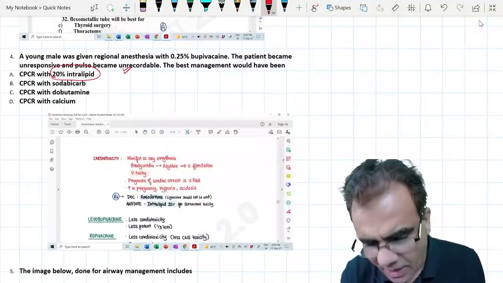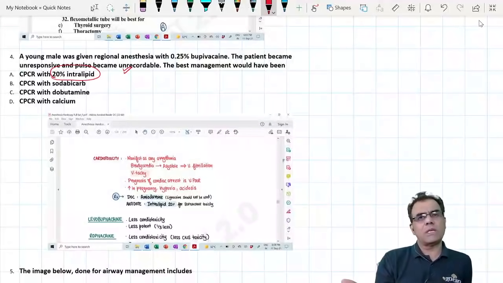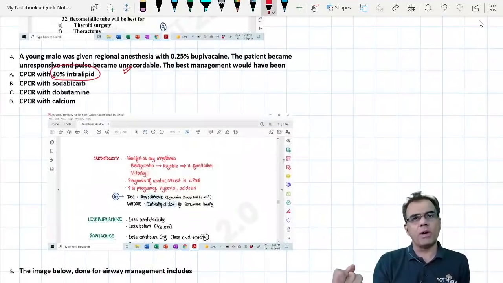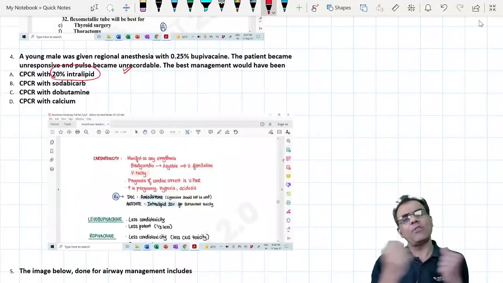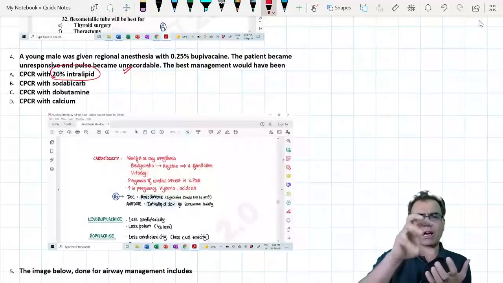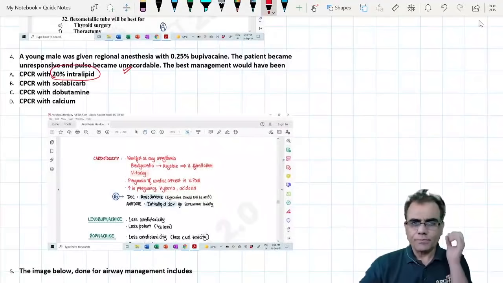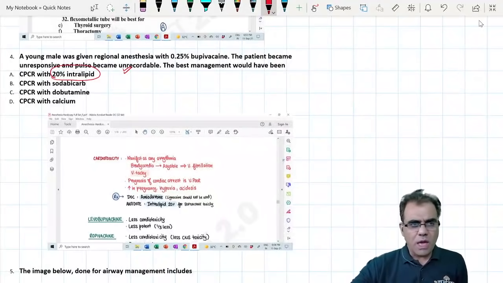And how does intralipid help? Clearly it binds the active form of bupivacaine. So directly binding the active form, you can say it acts as an antidote. So the answer should be A.